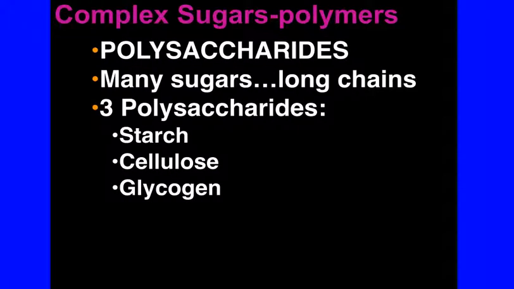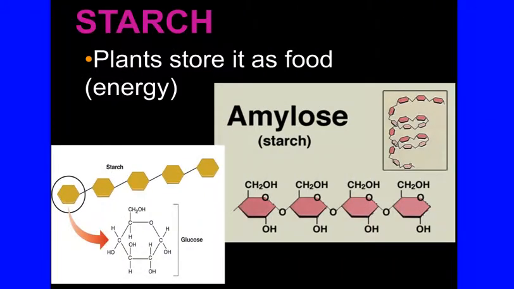All right, now complex carbohydrates are called polysaccharides, poly meaning many. So we'll have many sugars that are connected together, and these are going to be our very long chains, or our macromolecules. The three polysaccharides we're going to look at are starch, cellulose, and glycogen. Now, starch is a type of carbohydrate found in plants. This is what the plants use for their food. If we take lots and lots of single sugars and connect them together to form long chains, we'll get starch.